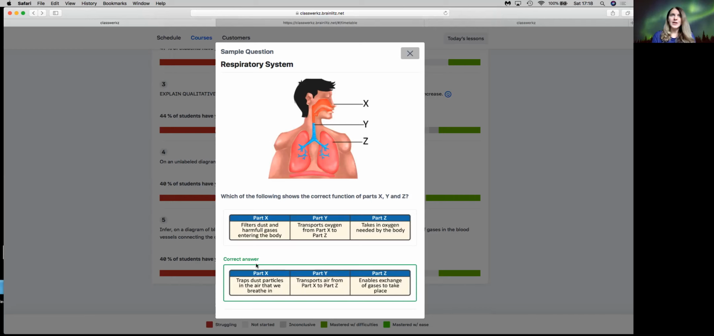So part X traps the dust particles in the air that we breathe, up here, and then part Y transports air from part X to Z. And then part Z enables exchange of gases to take place. What's interesting here is that it's quite detailed, and it's really about thinking about that labeling and how to differentiate. So that might maybe be done with an experiential exercise. Maybe people going outside, thinking about how you breathe through your nose, what happens with the chest, and how that's exchanged, and talking about that.